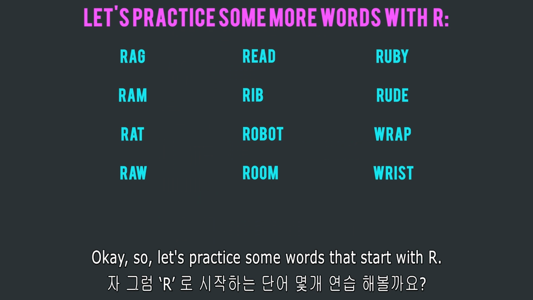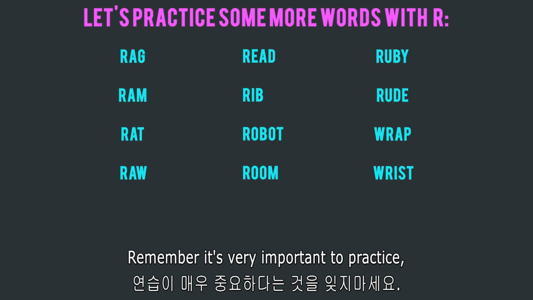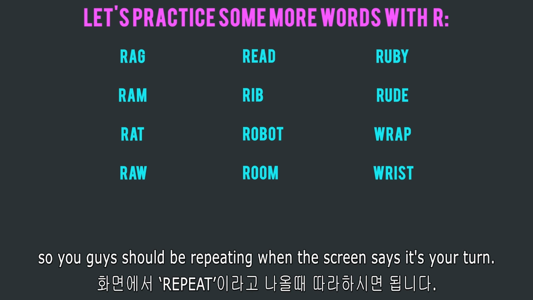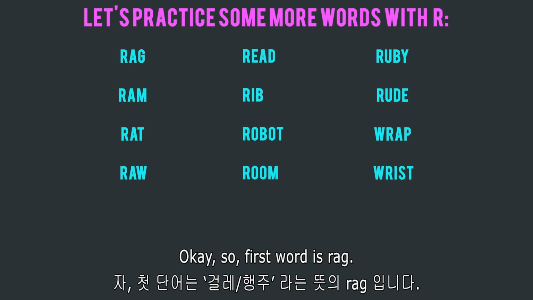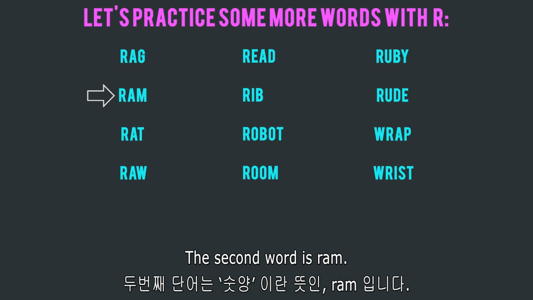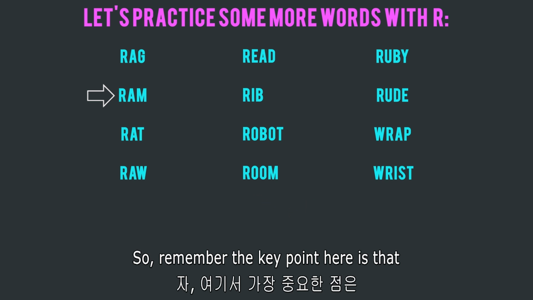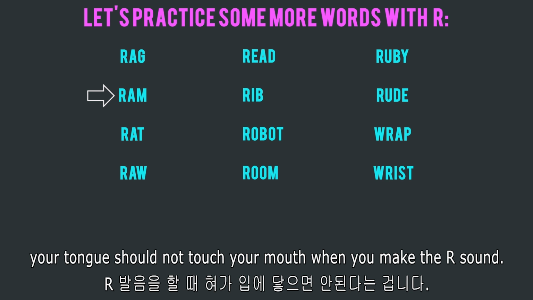Okay, so let's practice some words that start with R. And so I'm going to say it first, and then I want you guys to repeat after me. Remember, it's very important to practice. So you guys should be repeating when the screen says it's your turn. Okay, so first word is rag. Rag. Second word is ram. Ram. So remember, the key point here is that your tongue should not touch your mouth when you make the R sound.